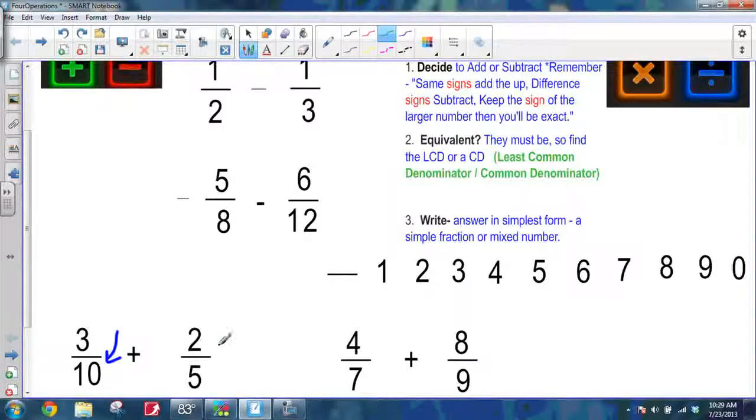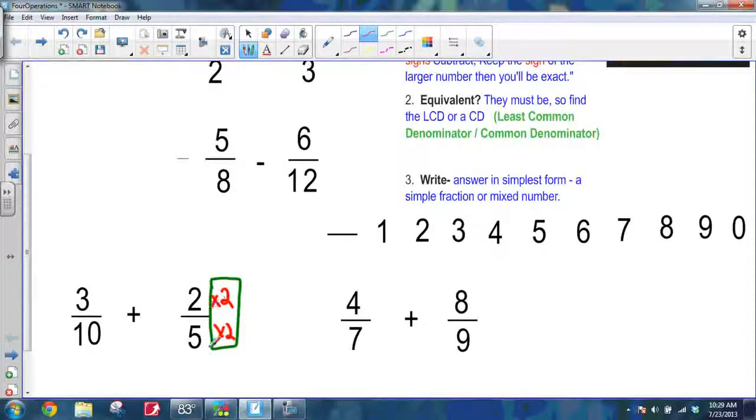But the second fraction is a 5 that we need to make into a 10. So 5 times what makes 10? Correct. 5 times 2. So what we do to the bottom, we do to the top. Now we get to change this fraction. This becomes 4 over 10. And we're adding it to the original 3/10.